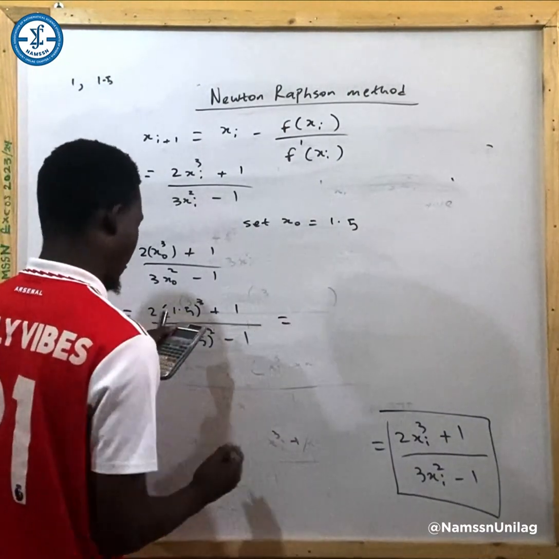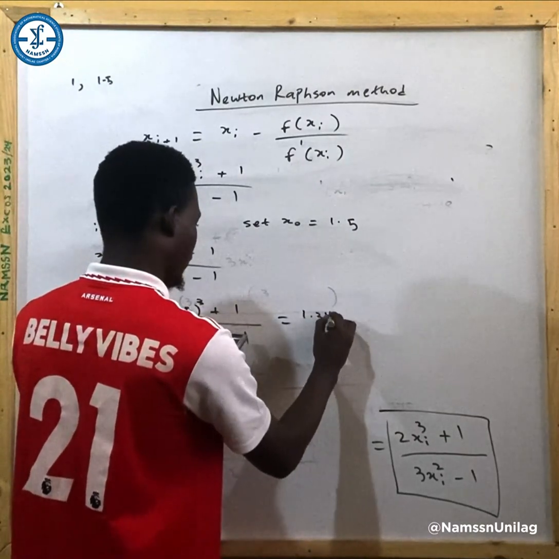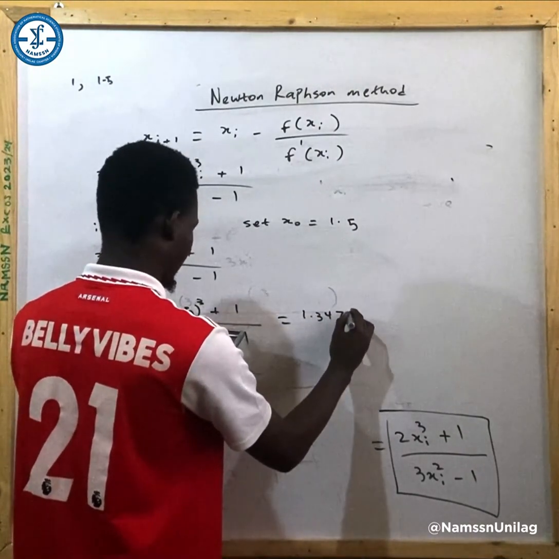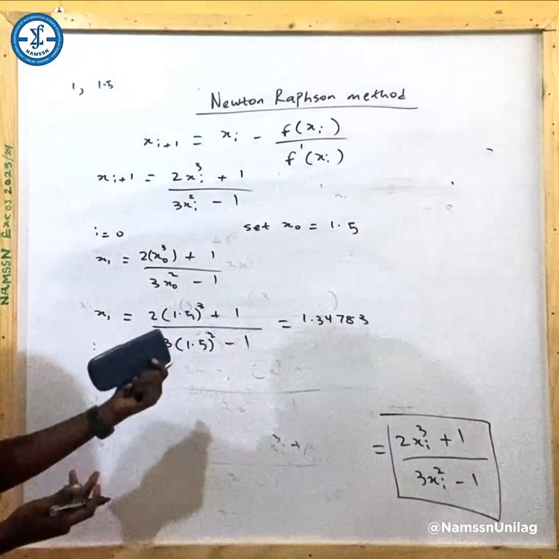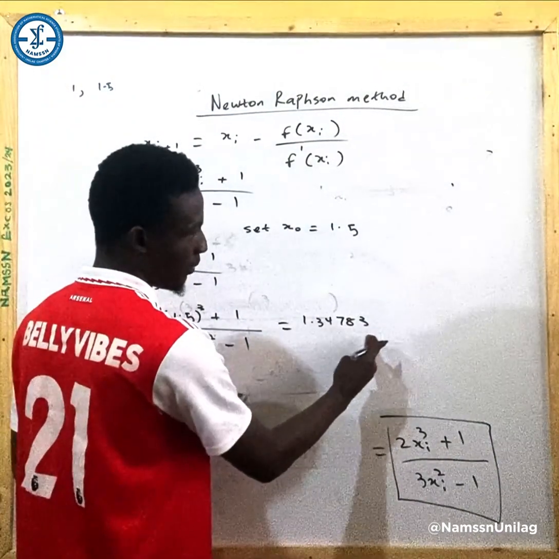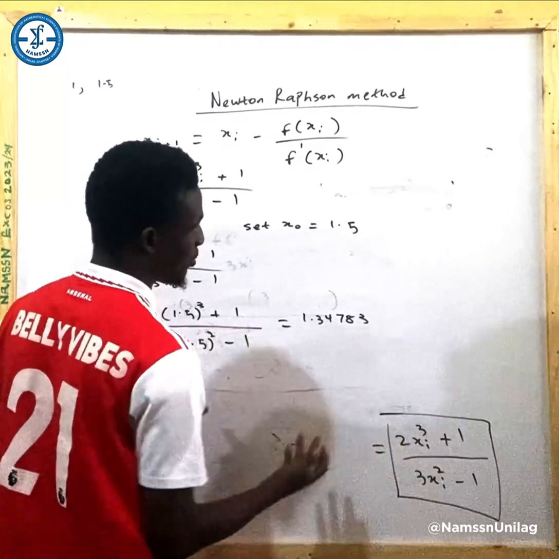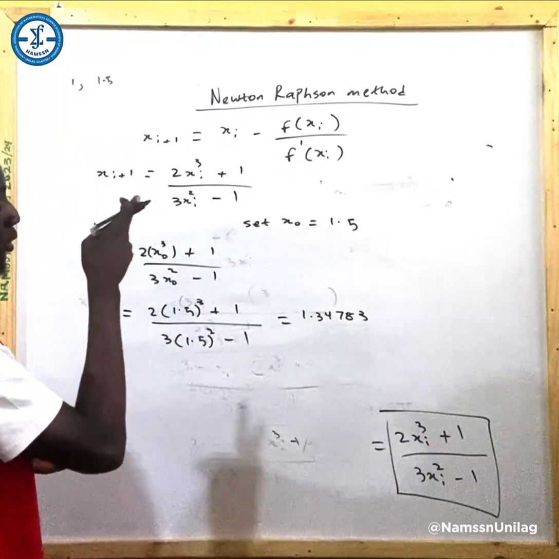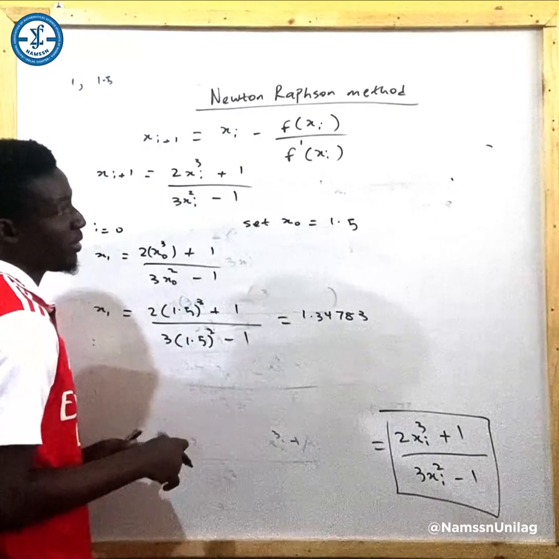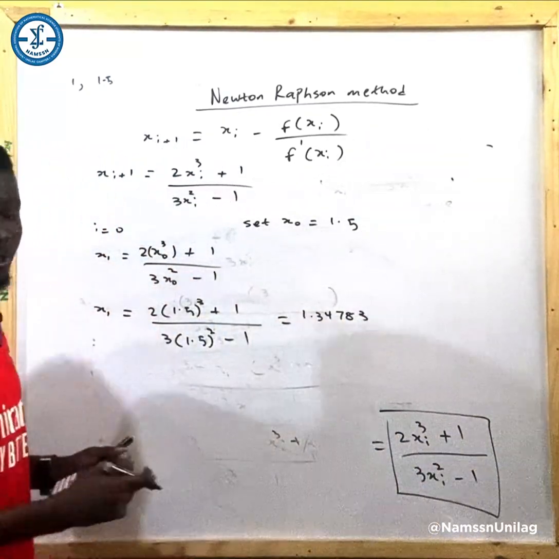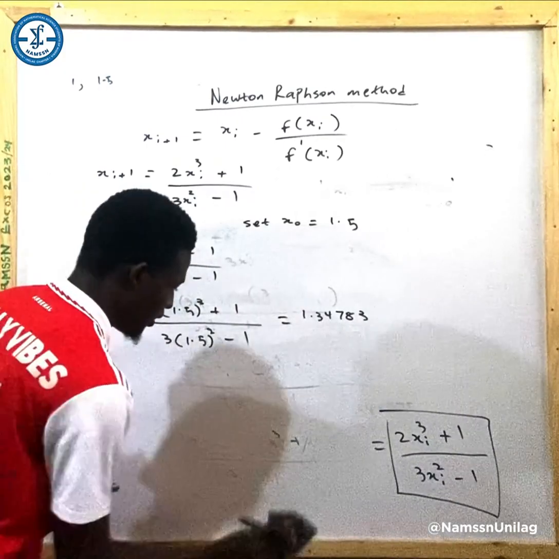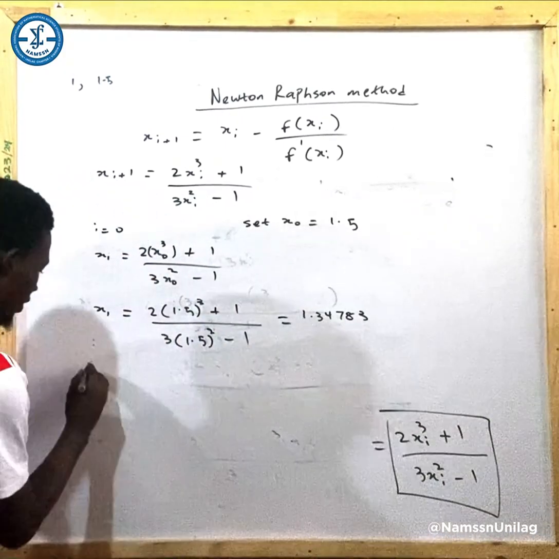So I have 1.34783. The decimal places you approximate to depend on what you want in the final answer. If I want 4 decimal places, then I should be approximating to about 6 decimal places. Moving on, you do x2.